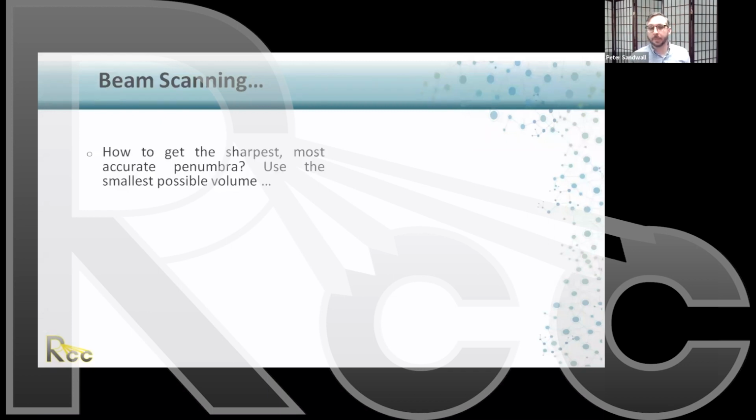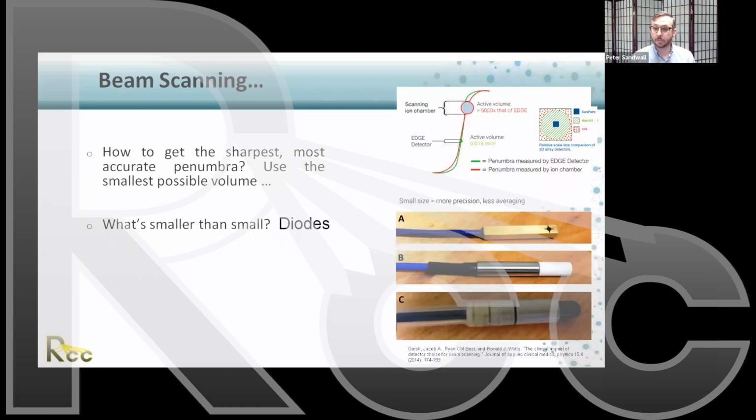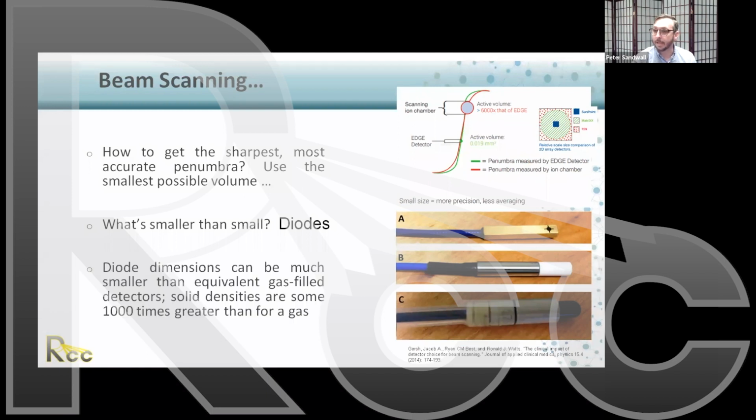So how do you get the sharpest, most accurate penumbra? You want to use the smallest volume. And what's smaller than small? I know that you guys already are on board with this. It's diodes. I'm showing here the SunPoint diode and the Edge detector diode, relative to the Matrix or the 729 ion chambers. It's just really, really small, so you can get a really clean penumbra with a diode. There are caveats to their use, but diode dimensions are so much smaller than gas-filled detectors because of the density difference with air. It's thousands of times greater, not just 1,000 times, but thousands of times greater.